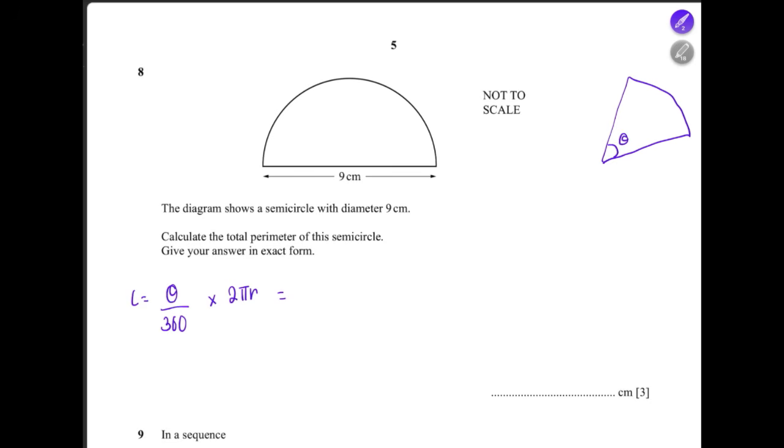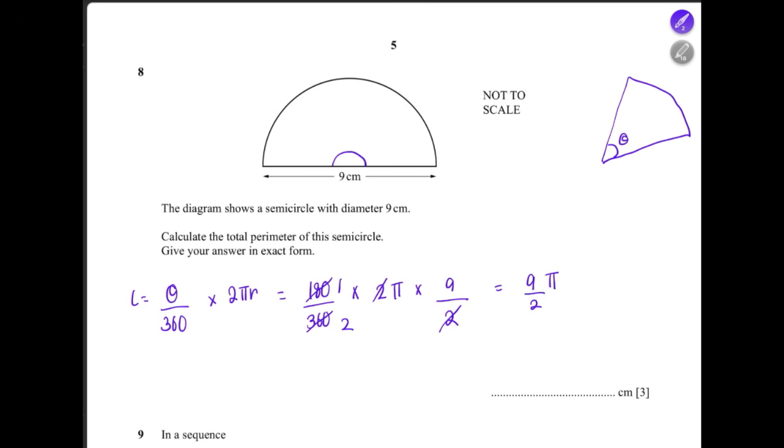Now this is a semicircle, so this is your theta, which is a straight line, so that is 180 divided by 360 multiplied by 2 pi into r. R is half of the diameter, so the radius is going to be 4.5, 9 divided by 2. So let's just write this as 9 divided by 2. We can cancel 2 and 2. We can cancel 180 and 360. That is going to be 1 and 2. So the answer is basically 9 divided by 2 pi. We're left with pi, 9 and 2. So this is going to be 9 by 2 pi.